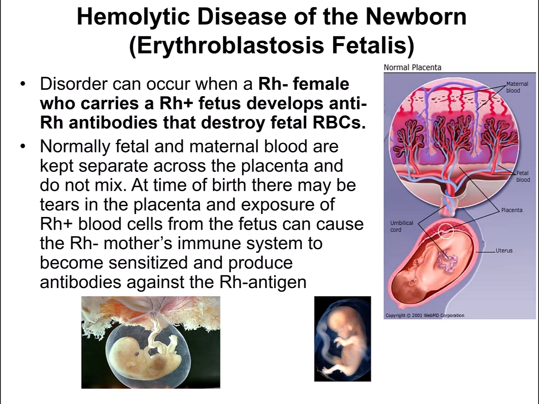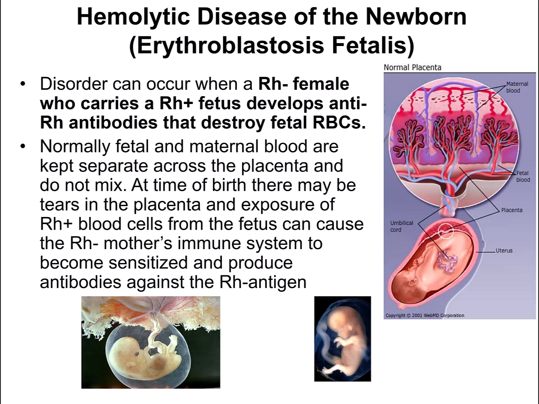Nutrients and blood gases and proteins and antibodies can cross that placenta, but the red blood cells don't normally cross the placenta. Sometimes during a pregnancy, there can be some ripping of the placenta, some small tears that cause the blood cells to mix together. If the mother comes into contact with those Rh positive red blood cells, then her immune system reacts to those, and she starts making antibodies against the Rh factor. So her immune system has become sensitized to those Rh positive blood cells.